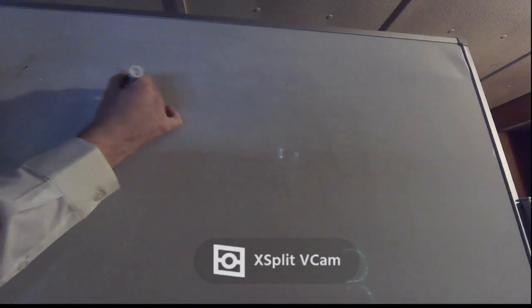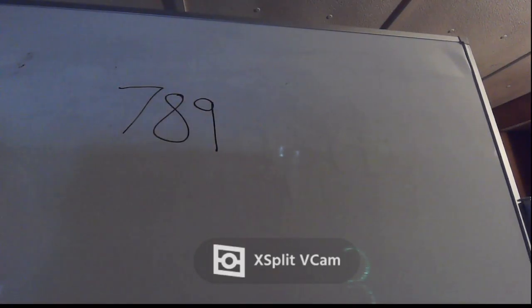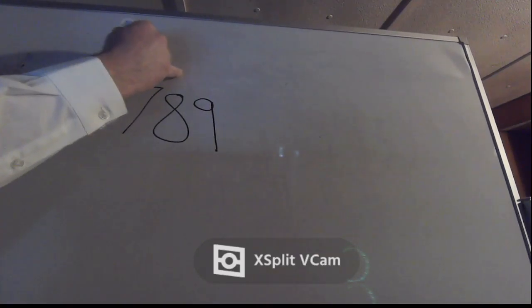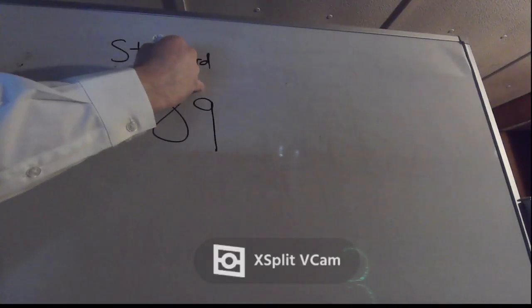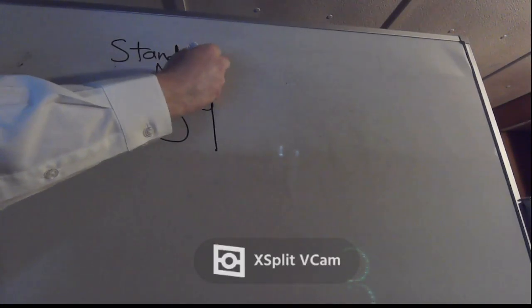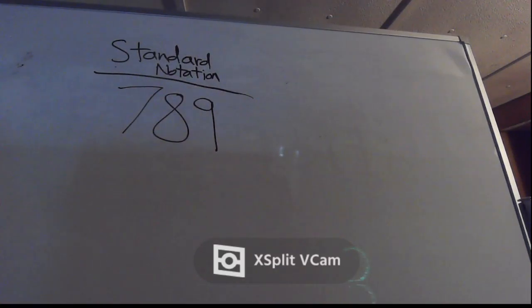Alright. Let's talk about 789, because why not? Okay? This is called standard notation for a number. If you see it with numbers, that's standard notation. That's how you're going to do math. That's how you do almost everyday calculations.